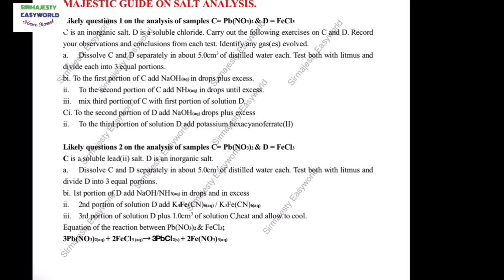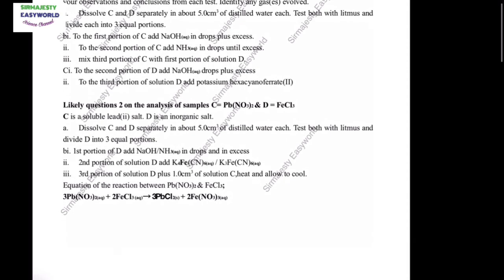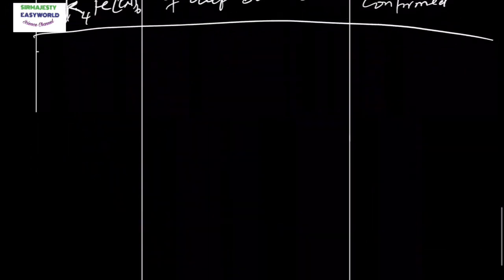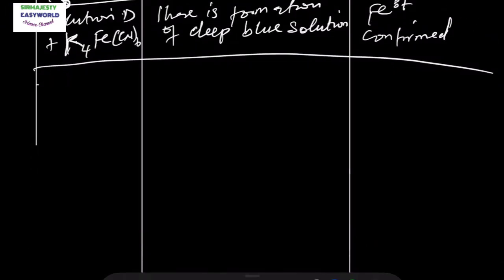So the same result. If they insist in the exam that it is ferrate 3 they will use in the question paper, just report green solution formed. But if it is ferrate 2, it will form deep blue solution. Then if it forms deep blue, you can have the courage to say iron 3 confirmed. Then third portion of solution D plus 1 cm of solution C, heat and allow to cool. Same thing we did. So there will be a double decomposition reaction.